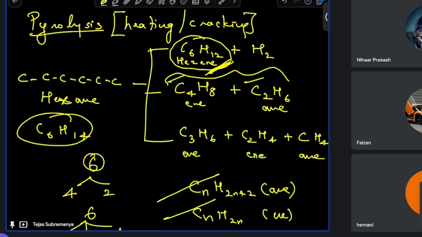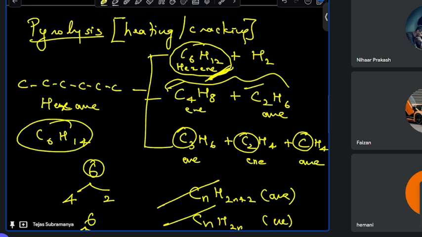Then C4. Now check the third one. C3 is there, C2 is there, and C1 is there. Which one is the least important? C1. So that becomes ane. The remaining two become enes. So that's the logic: the least important always becomes ane, and the remaining ones will become enes.